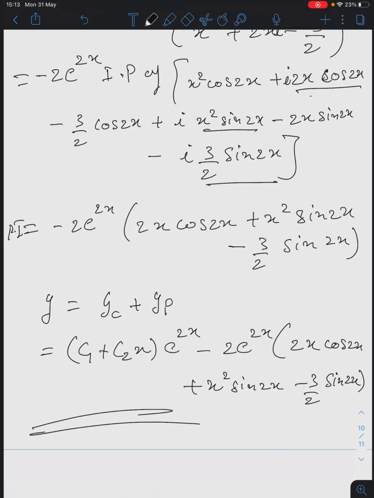Hope all of you understood the procedure. So as you can see in this question, we have applied everything whatever you have learned in previous classes. All possible methods we have applied. Is it clear? Yes, ma'am.